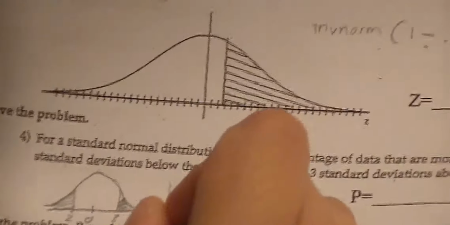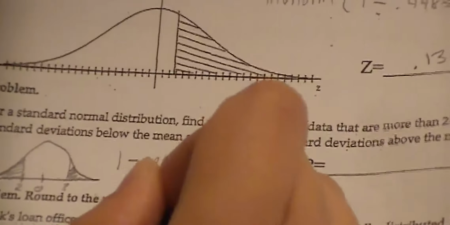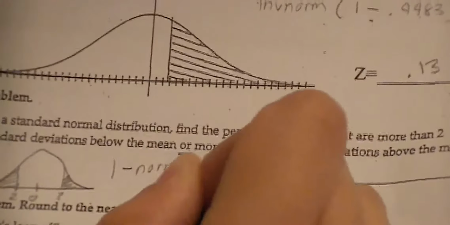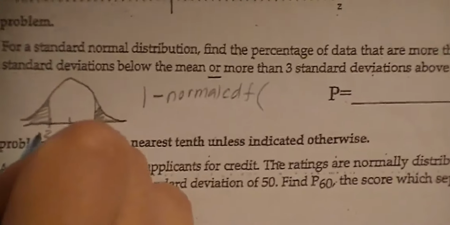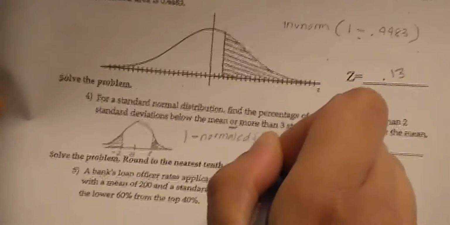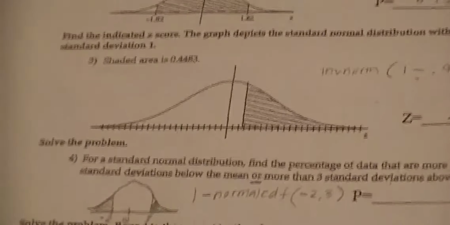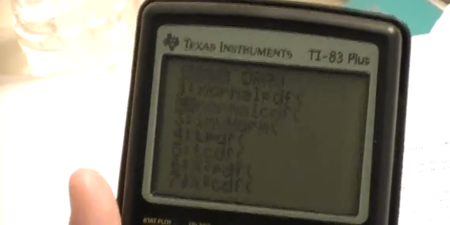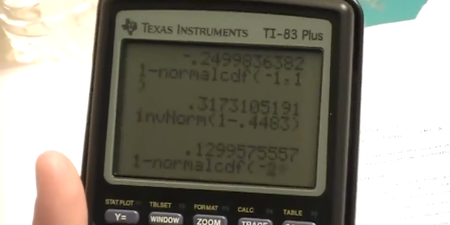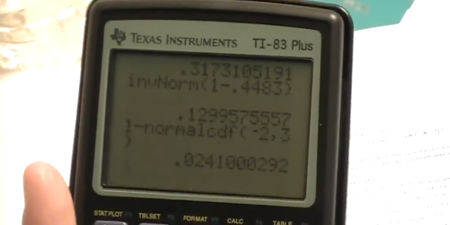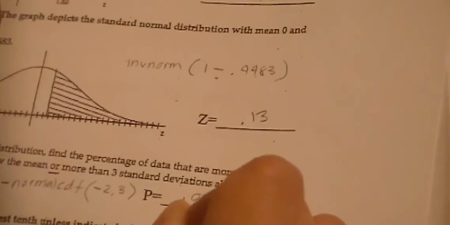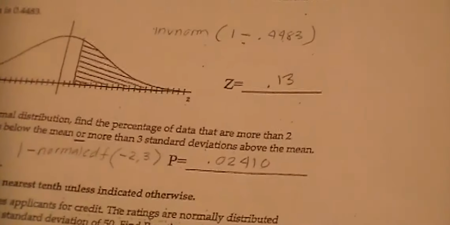Okay. So if you do 1 minus normal CDF, you're going to need a left number and a right number. So your left number can be negative 2, because it's on the left. So negative 2 comma 3, and then that should give you your answer. So 1 minus second bars number 2, negative 2 comma 3, and that gives you this number. 0.02410. That should be the answer.